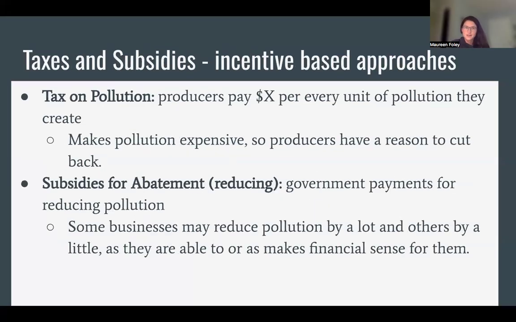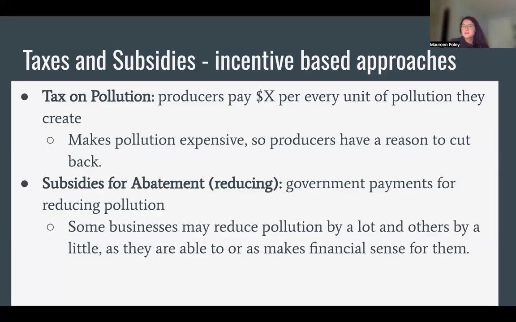Another type of policy is taxes and subsidies. These are what we call incentive-based approaches. So we are giving businesses an incentive to reduce their pollution. This is usually done by putting a tax on pollution. Producers would have to pay a certain amount of money for every unit of pollution that they create. This makes pollution expensive, so producers have a good reason to cut back.